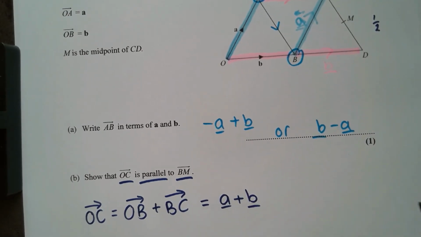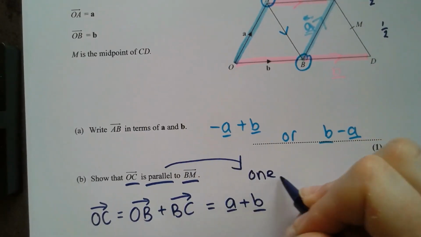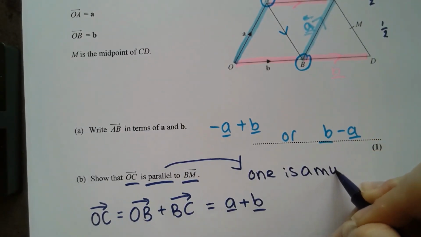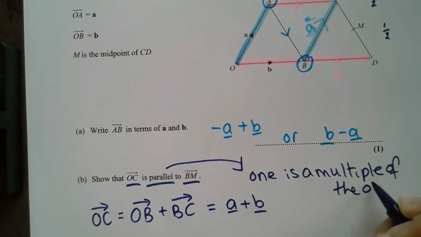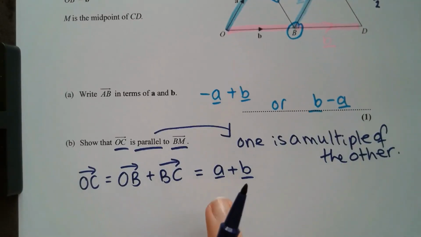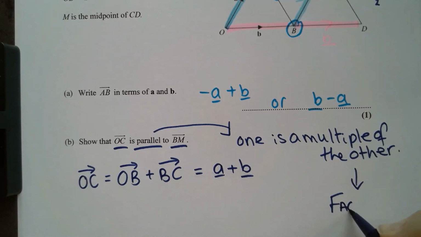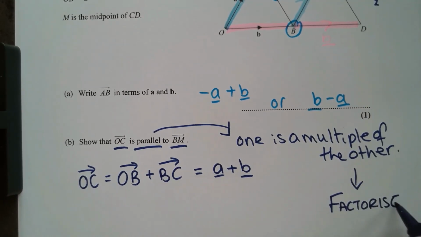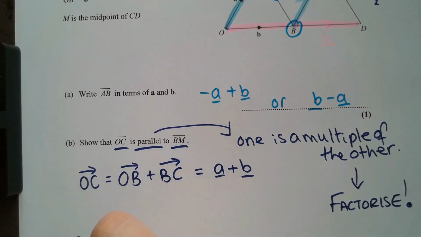To show that something is parallel means that you need to show that one is a multiple of the other. So they go in the same direction, but they may be different lengths. So what we're looking for is something that's got an A and a B, and we can factorise something else out. So now I need to find B to M.